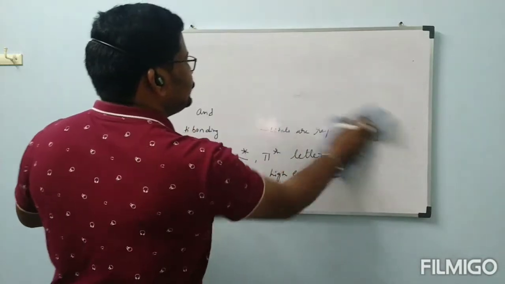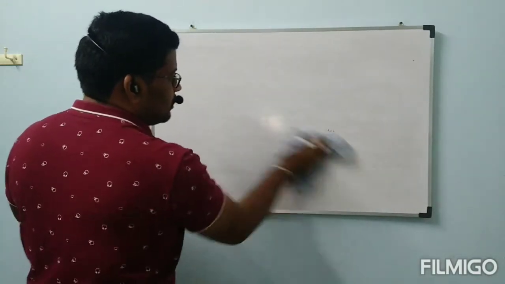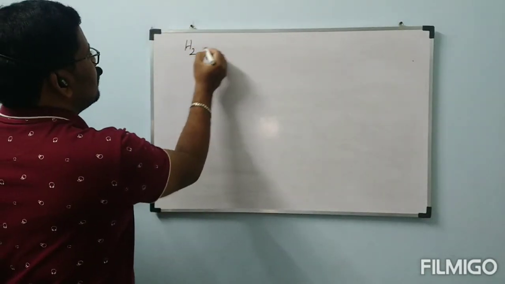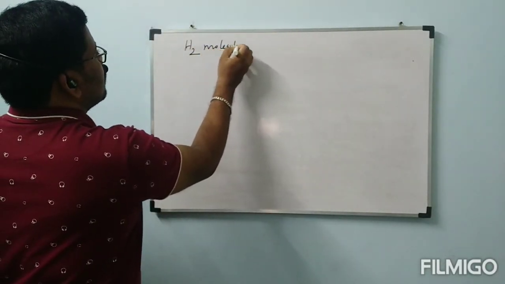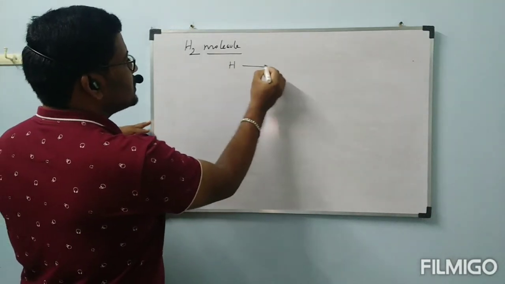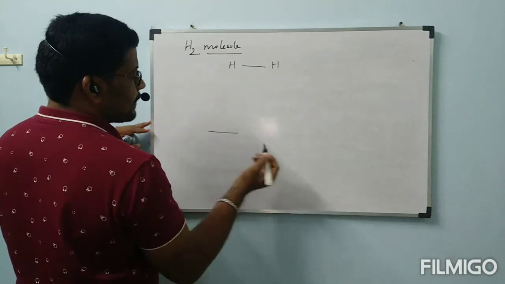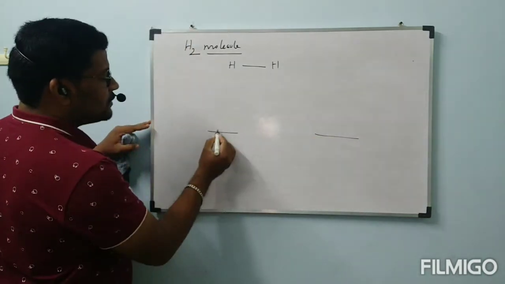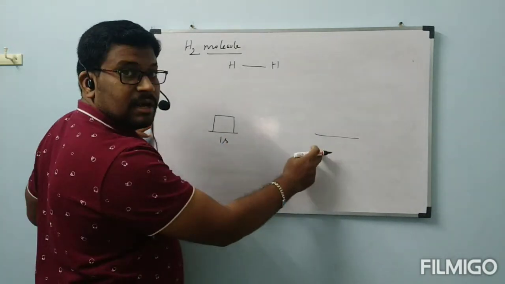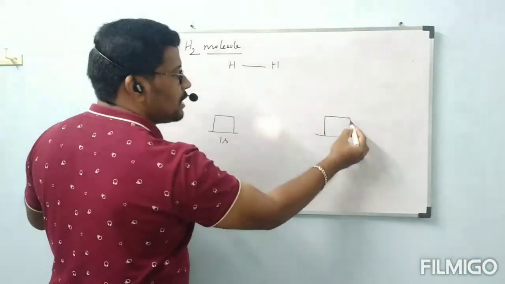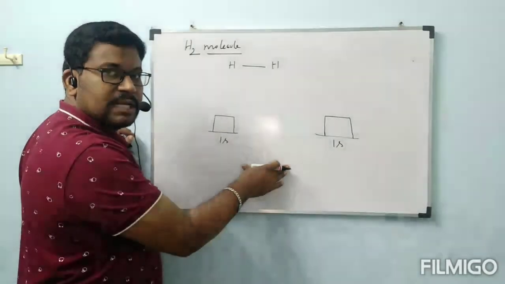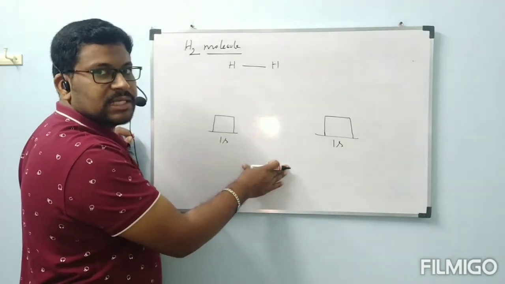Now, H2 molecule, two hydrogens are there, H single bond H. The left side hydrogen has one orbital, that is 1s. The right side hydrogen atom has one orbital, 1s. These two are combined by LCAO method using constructive interference as well as destructive interference.